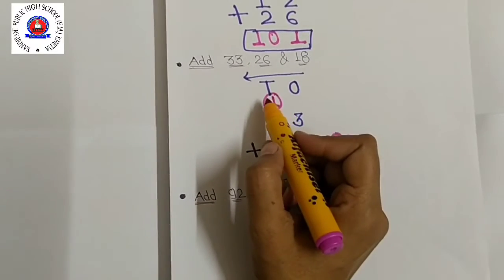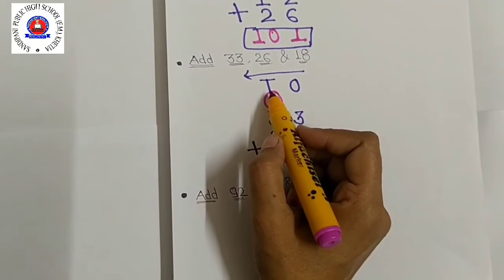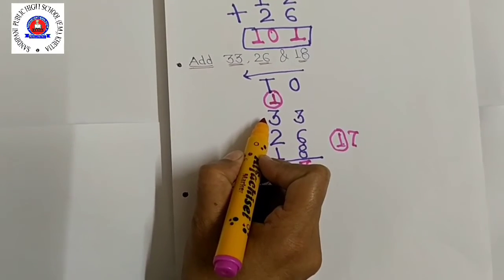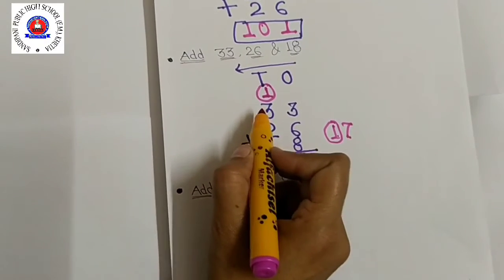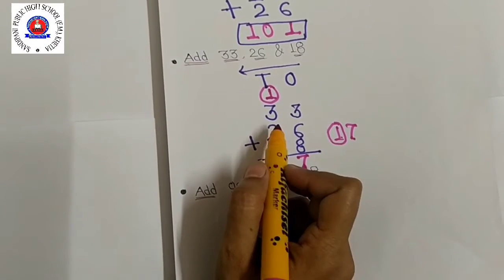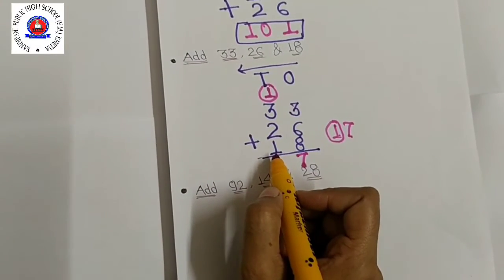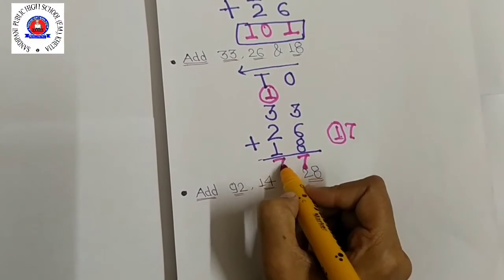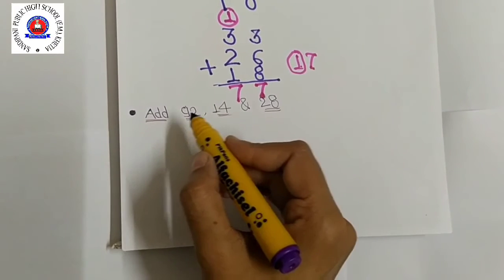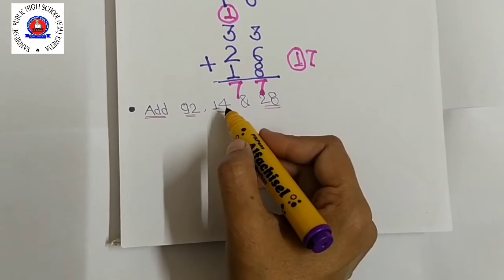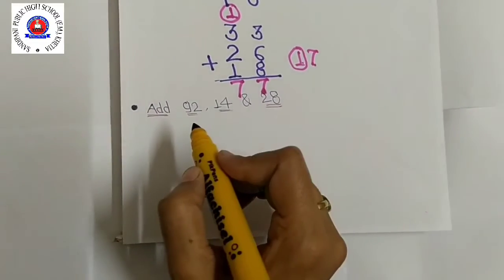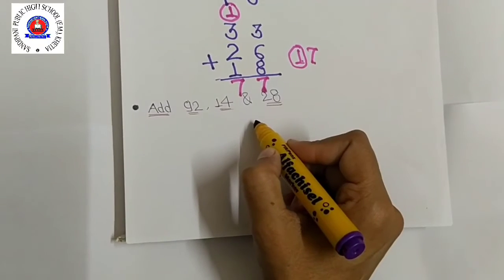Okay. Now add this. Now add the digits in the tens column. 1. 1 plus 3 is 4. Very good. 4 plus 2 is what? Count fast. 6. And 6 plus 1 is what? 7. So write here 7. Now the next one is what? 92, 14 and 28. So first we have to arrange them in columns.